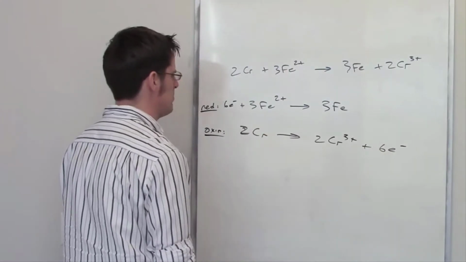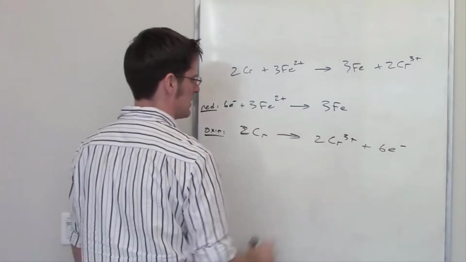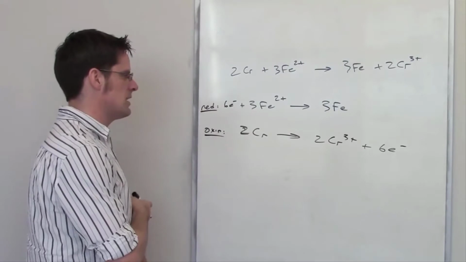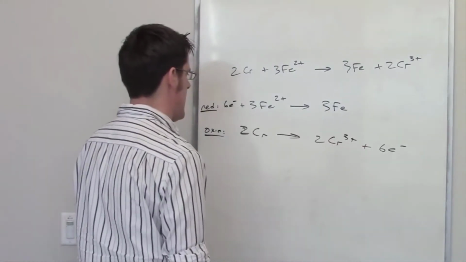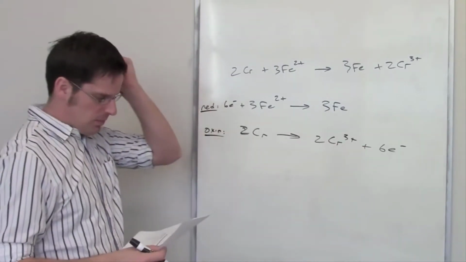Conveniently, I think these actually balance out: 6 electrons in the reduction, 6 electrons in the oxidation. I think we're good to go. So, anyway, that's the overall process that I'm looking at.